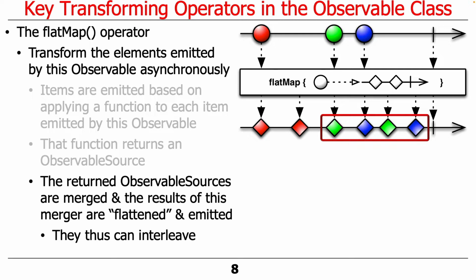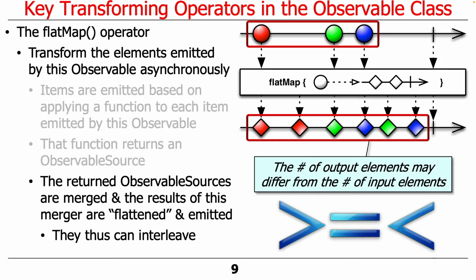And that's by design. Another thing to note is that the number of output elements that come as a result of flatMap being applied can very well differ from the number of input elements, which is different from map. Map always has a one-to-one correspondence, whereas flatMap has a one-to-many, or you could have either many to fewer or fewer to many, or you could actually have the same number come out. It really all depends on what you're doing. But notice that you don't necessarily get the same number out as you had come in.